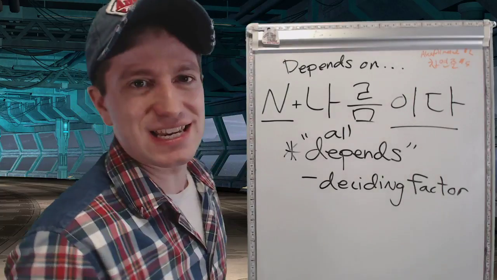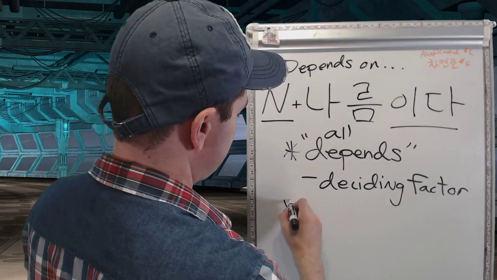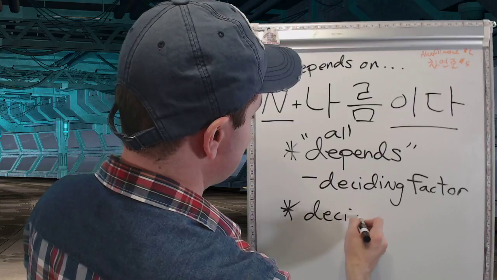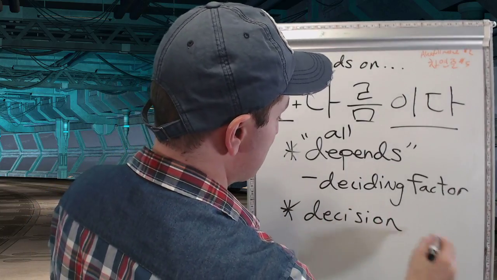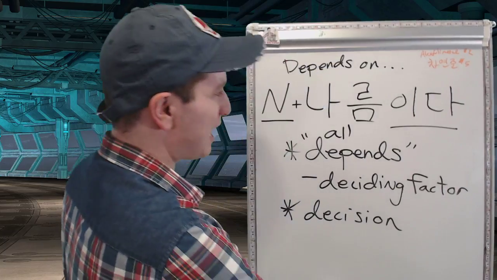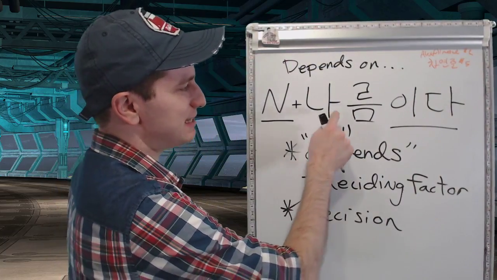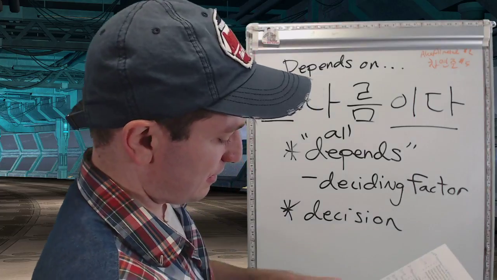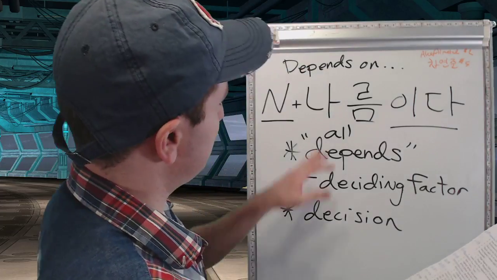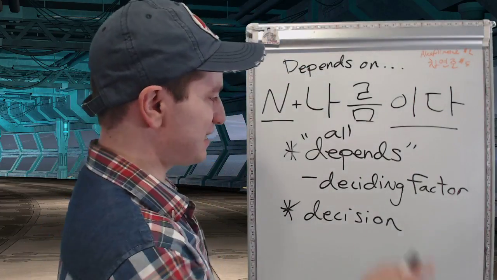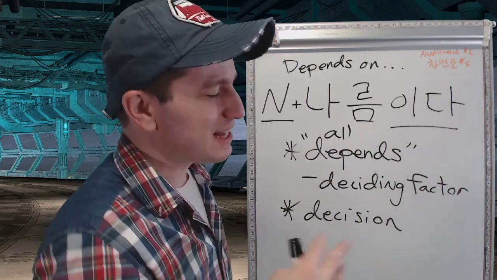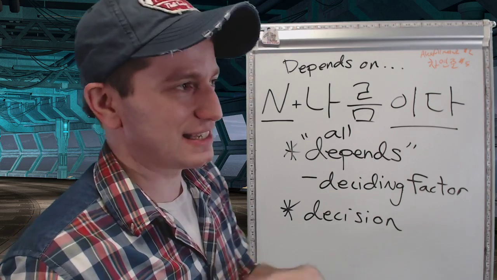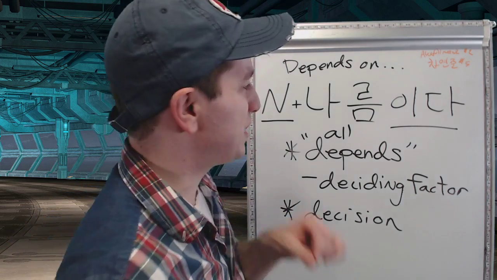So you're making a decision, and in that decision, the deciding factor is what's here. So this noun is the deciding factor in some sort of decision that you have to make. So you need to decide something, and all of it depends on that noun. That's how you use it. So literally it has the same meaning as 따라서 다르다, but its usage is not.